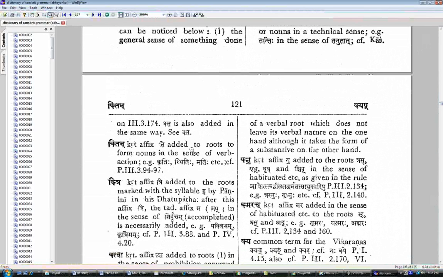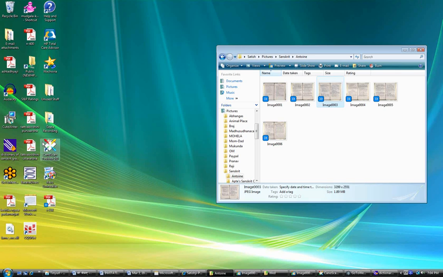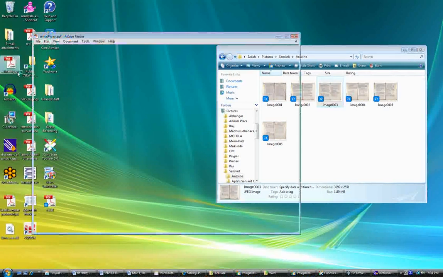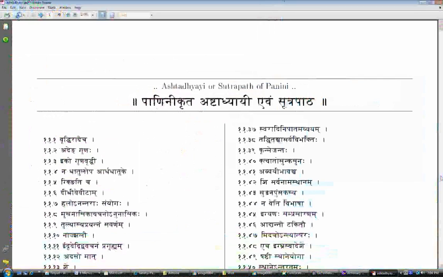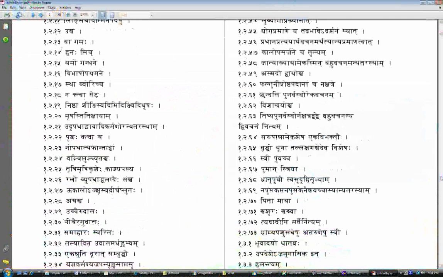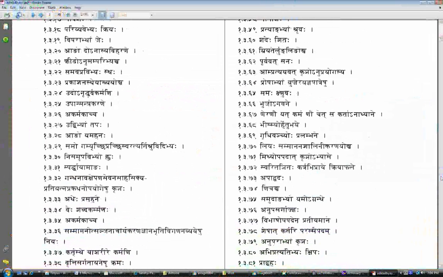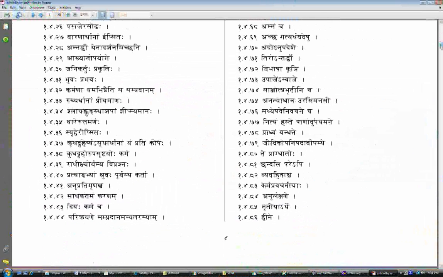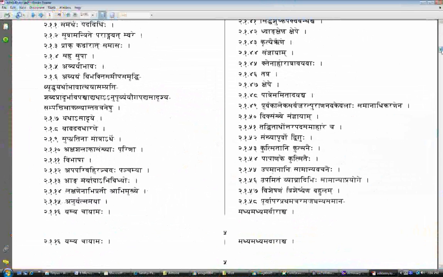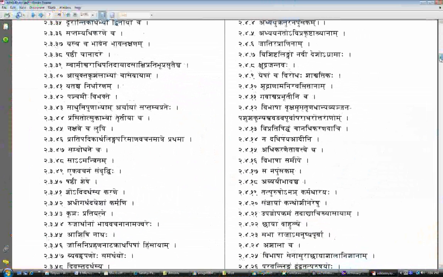The Krita affix ktin is added to roots to form nouns in the sense of verb action: kritihi, stitihi, matihi, etc. And he gives the sutra number also, Panini 3.3.94-97. This is an adhikara in the Ashtadhyayi, which goes all the way to about 3.3.112. 3.3 is the section in the Ashtadhyayi where Panini says how to make a noun from a verb.